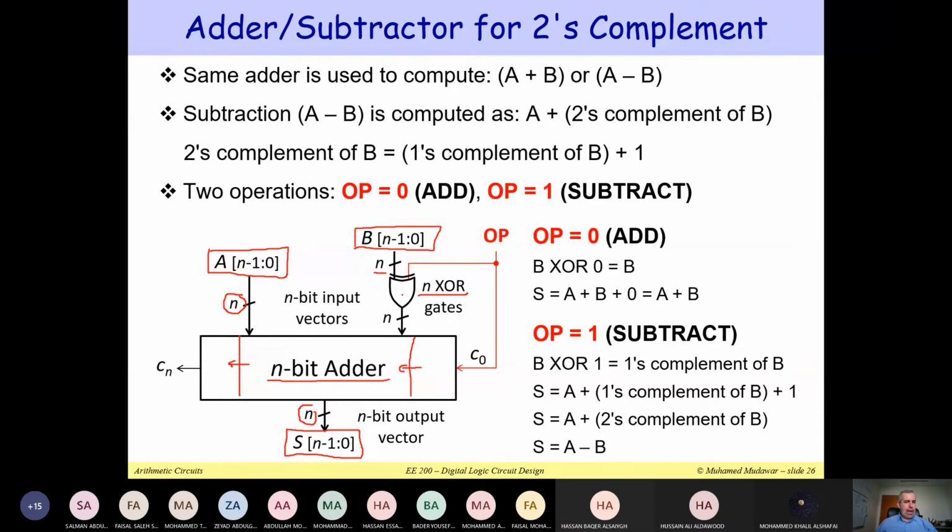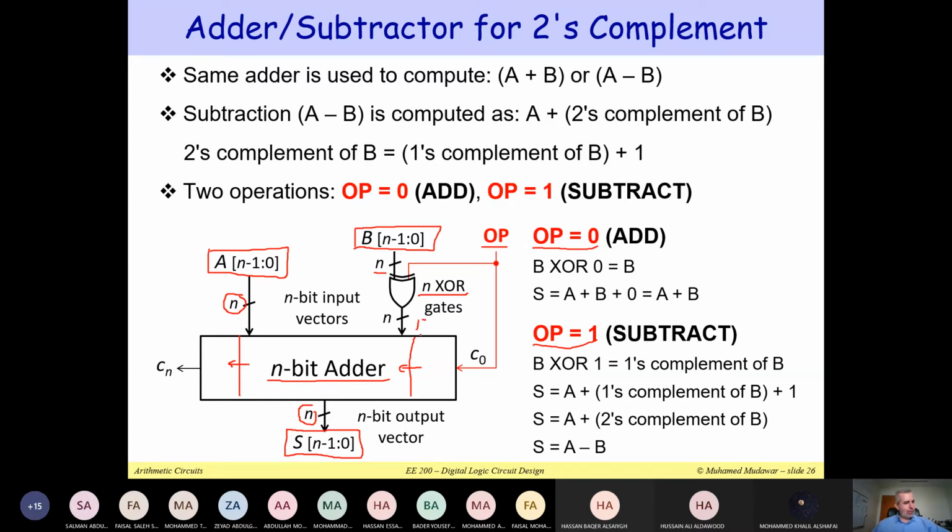Now, the reason why I have this XOR gate depends on the operation. Up here is my operation. 0 means add, and 1 means subtract. It is just a single wire, which I'm showing in red. If I would like to add, I'm going to XOR every bit of B with 0. So add will be 0. Therefore, the output of these n XOR gates will be B.